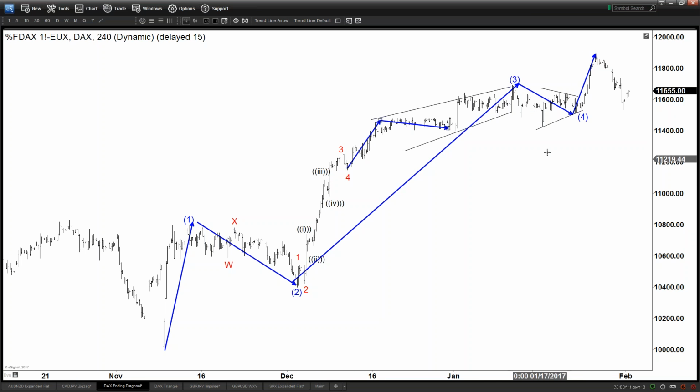Also, you see a triangle here. We're going to take a look at triangle next. Usually a triangle happens in the wave 4. This is a very good example of a triangle here. So it's a very, very nice example, a typical example of an extended wave 3. We get ending diagonal, we get triangle, and so on.